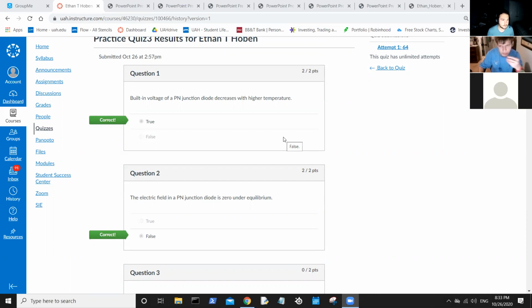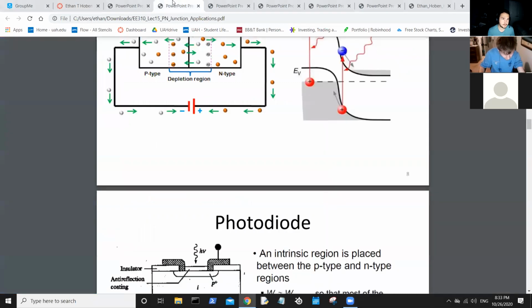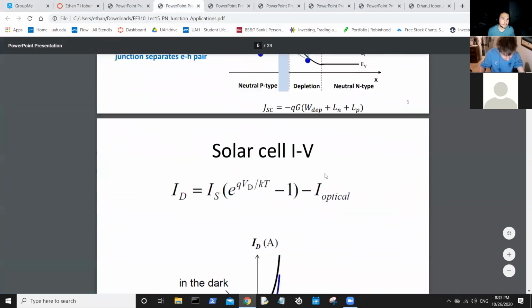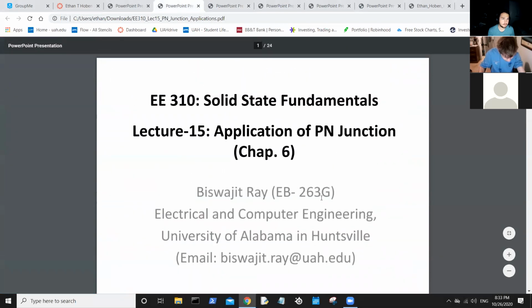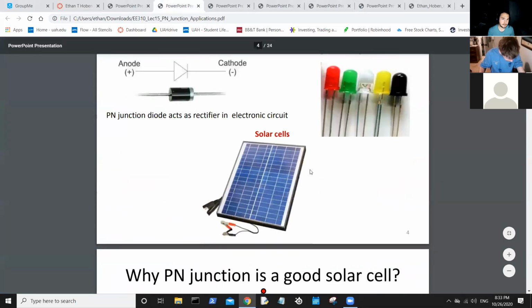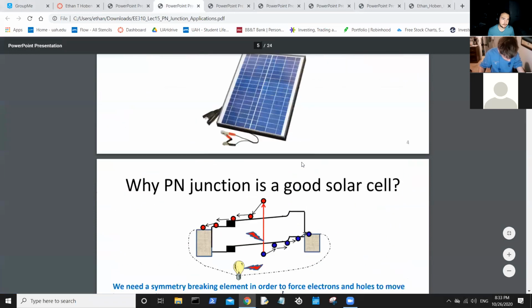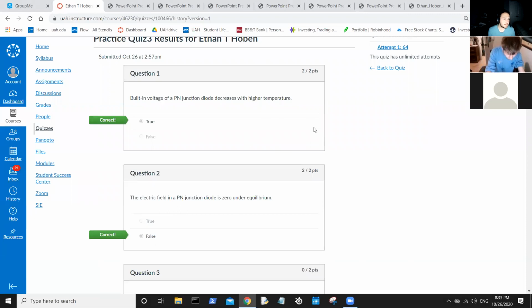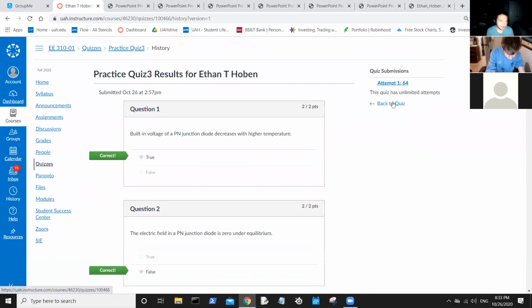So the true and false questions, for the most part, source from PowerPoint 15, I believe that's this one. Most of the true and false questions source from lecture 15, which is applications. You'll see that when we look through it. It talks about solar cells, LEDs, diodes, and just general facts, which is to be expected. So we can start at question 1.